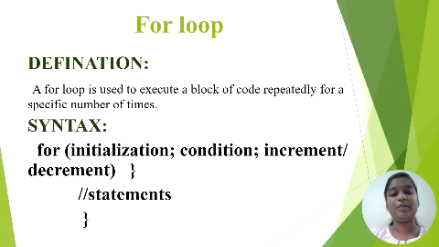For loop. Definition for the for loop: a for loop is used to execute a block of code repeatedly for a specific number of times. Syntax for the for loop: for (initialization; condition; increment/decrement) { statement }. This is all included in a single line.